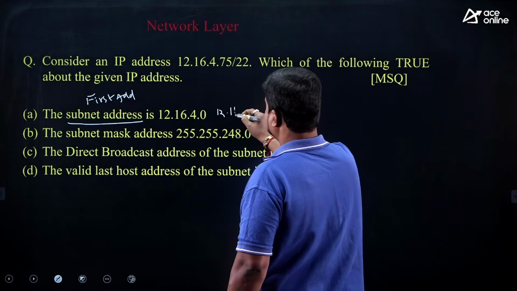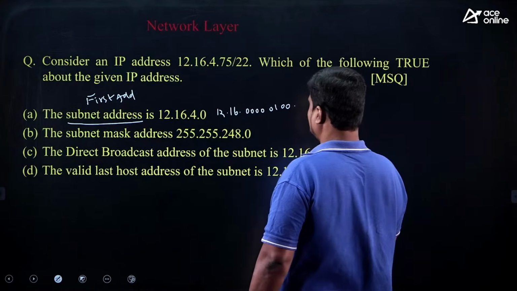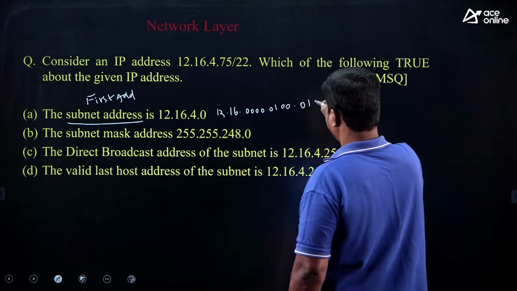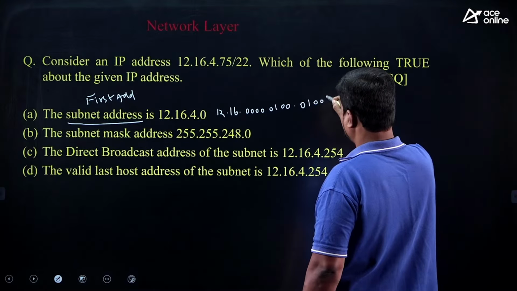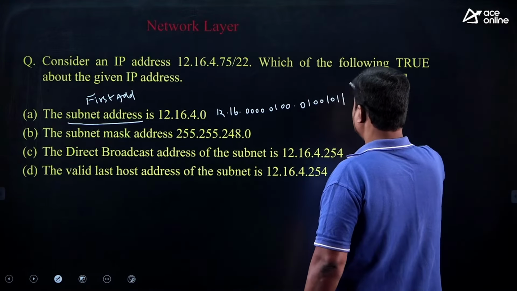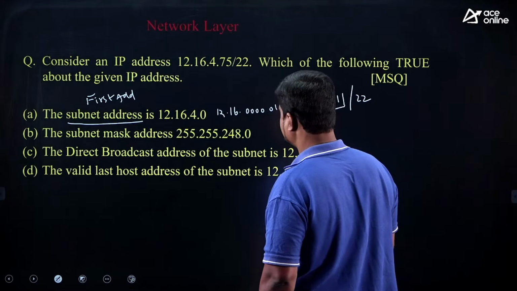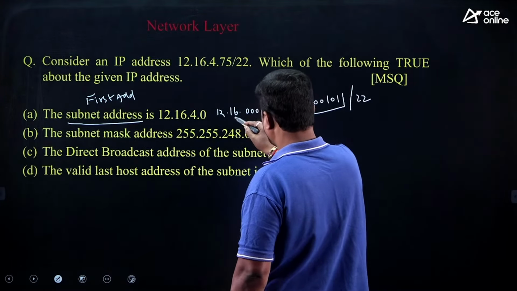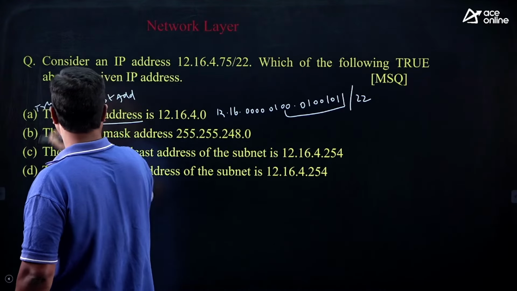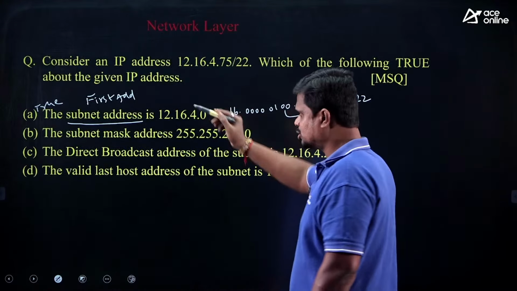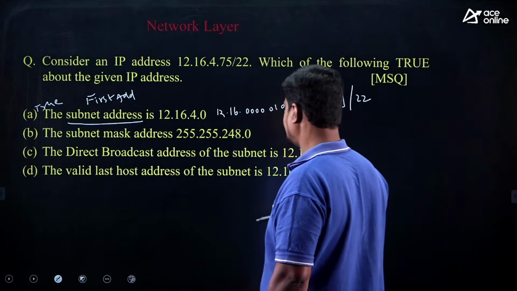So 12.16.000001 00, this is your 4, and 75 is 64 plus 11. So this is your 75 slash 22. The last 10 bits you need to set to all zeros. If you set the last 10 bits to all zeros, then you are getting 12.16.4.0 only. So this is a subnetwork address, which is true. The question is asking about what is true, no? So this is true only. Then what is the subnet mask address? The subnet mask is 255.255.248.0.